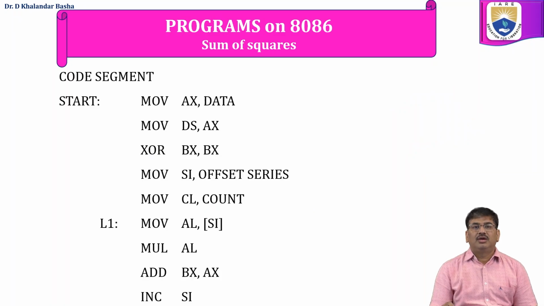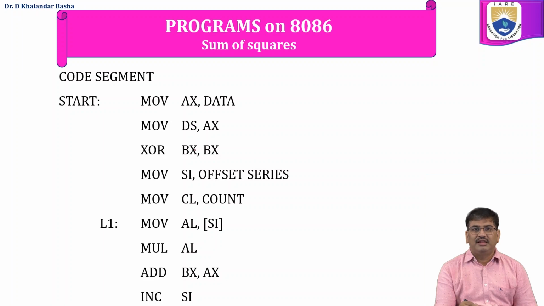Next, we will start the code segment with the directive SEGMENT. Segment is used for the start of a segment, as it is preceded with code. So this is corresponding to the code segment. We will start the program with the label start. The first instruction is for fetching the address of the data segment, which will be loaded into the data segment register.